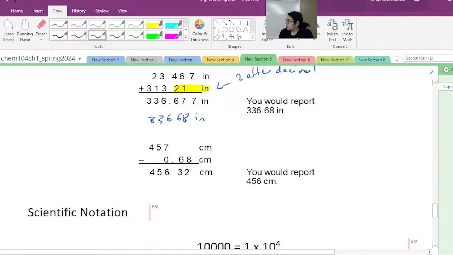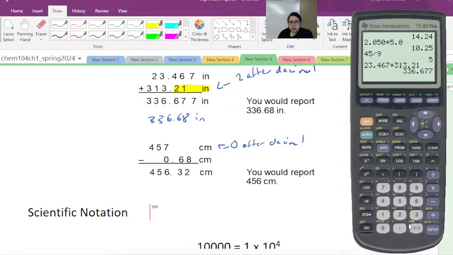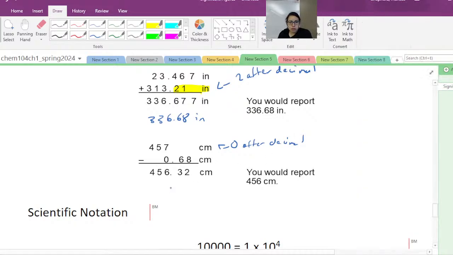And so then same thing for this bottom one. Notice our top number, we can report to 0 after the decimal, or none after. So we can't report any decimal places. And so now we do our subtraction again. So 457 minus 0.68, and then we get 456.32, but then we have to round to our nearest whole number. So that's how they got 456 centimeters.